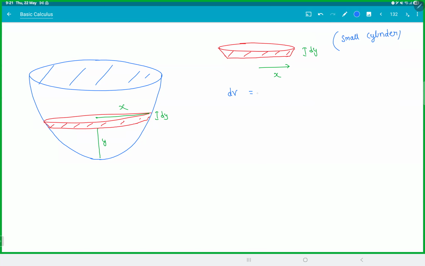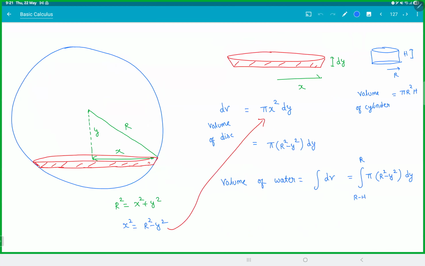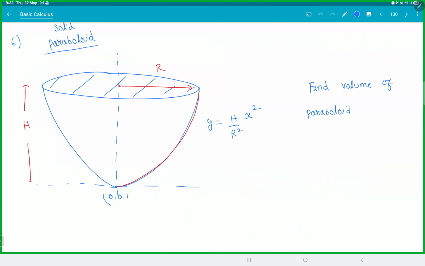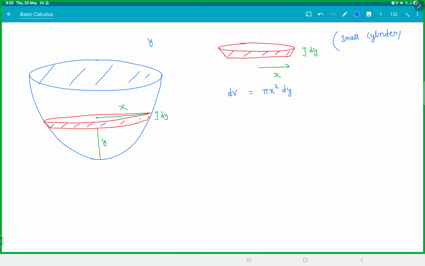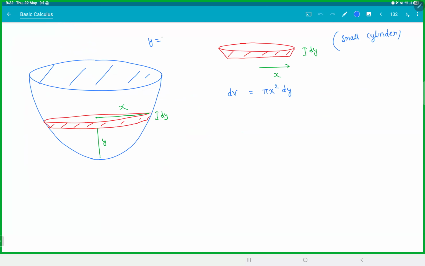So the volume of the cylinder is pi into x square into dy. Agreed? Did I change anything from here to this? Didn't I do the same thing here? This is what I'm saying. When you see an element, luckily, you need not study too many varieties. The elements will always come the same. And it is given in the equation y is equal to h by r square x square.